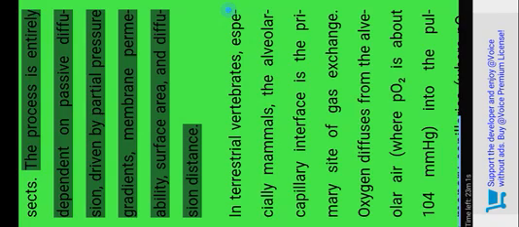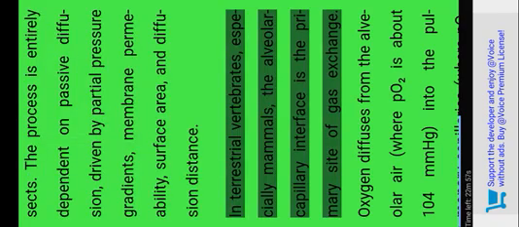The process is entirely dependent on passive diffusion, driven by partial pressure gradients, membrane permeability, surface area, and diffusion distance. In terrestrial vertebrates, especially mammals, the alveolar capillary interface is the primary site of gas exchange.